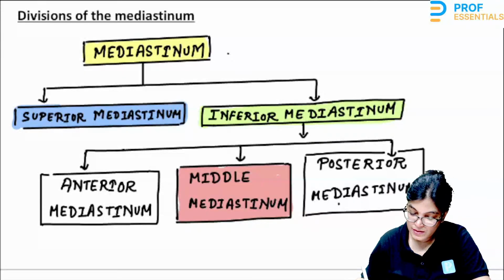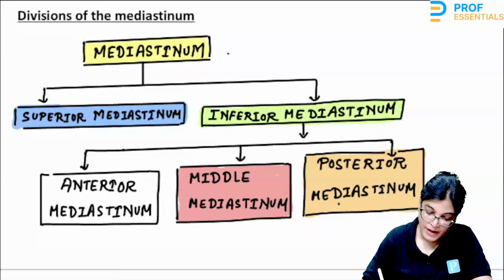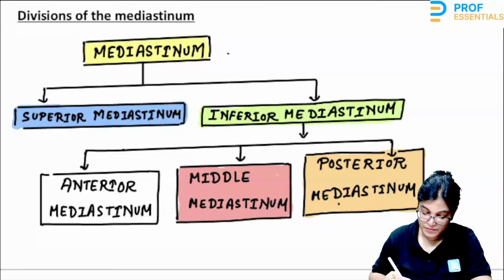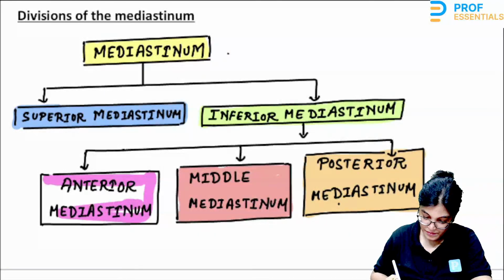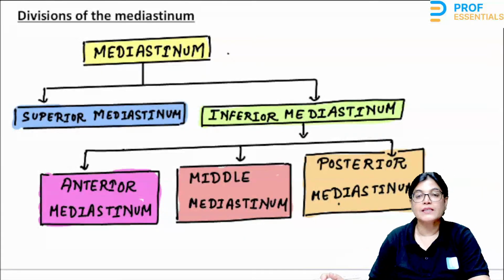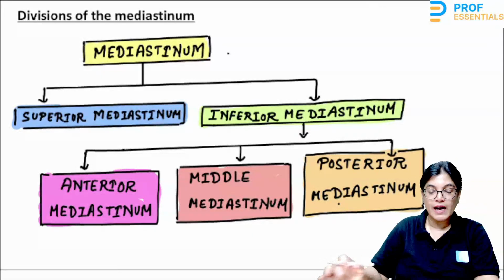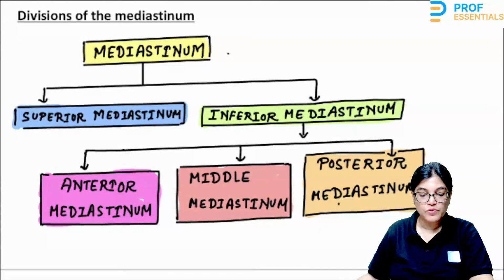Okay, this is the posterior mediastinum. And we will also have the anterior mediastinum. Now I think it is clear to you how the mediastinum is divided into various parts. Okay, everyone, let me just check with the students. Is it okay? Are you understanding how the entire mediastinum is divided into three parts?